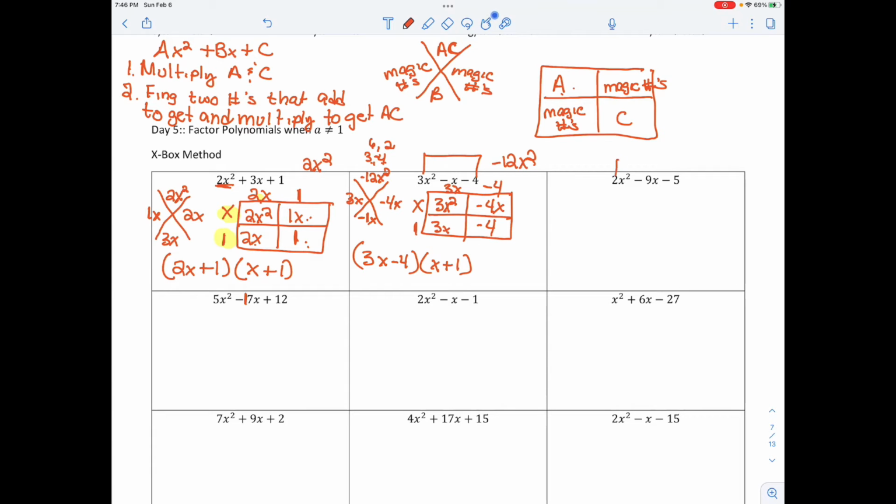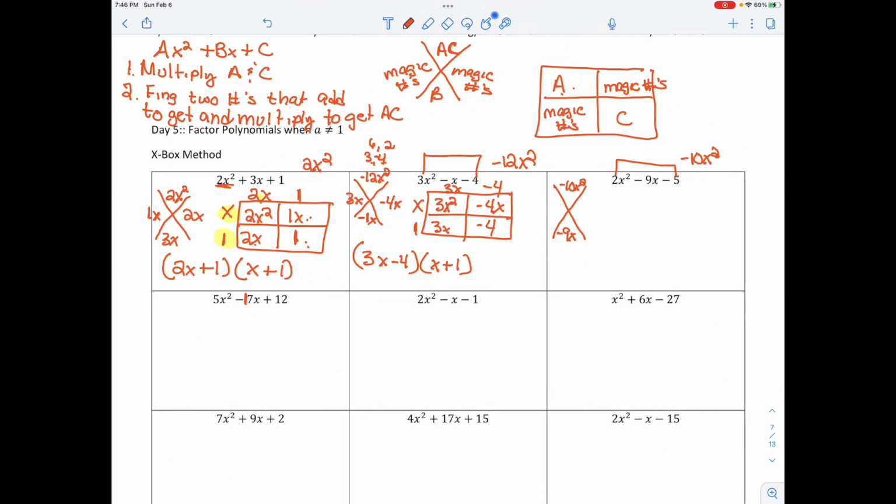All right, let's do another one. We have to start by multiplying a times c, and we get negative 10x squared. And so the negative 10x squared goes here. B goes in the bottom, so this is negative 9x. And then we have to find our magic numbers. What two numbers can we multiply together to get negative 10 and add to get negative 9?